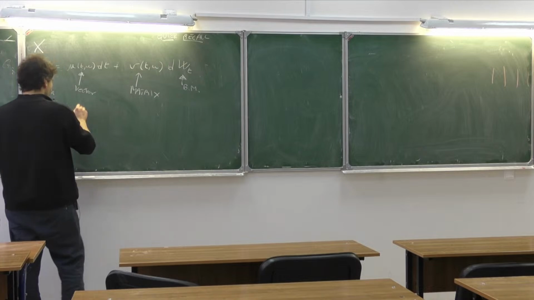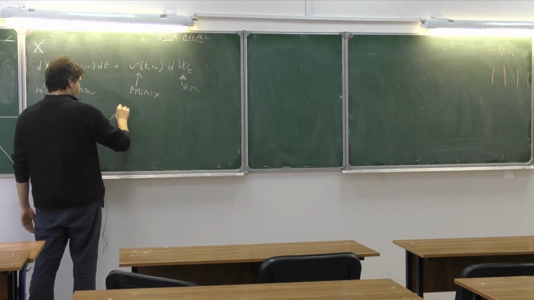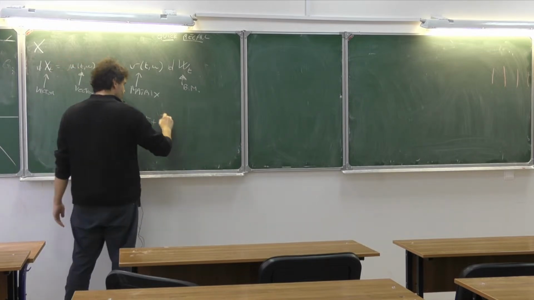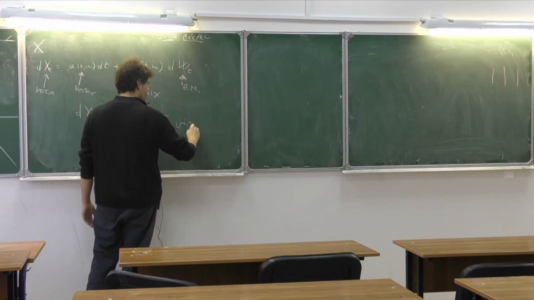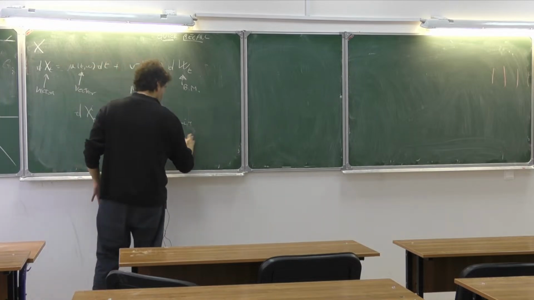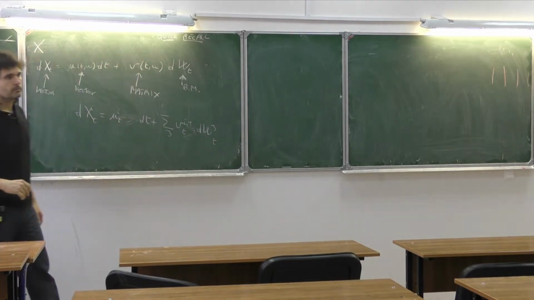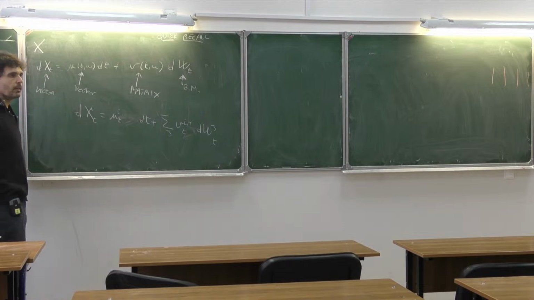So if you want in coordinates, it will be dX^i_t is u^i(t, omega) dt plus the sum over j, that's what I mean, of A_ij(t, omega), let's just write, I never write omega, dW^j. Okay. This was our typical example. We'll make some other example today.